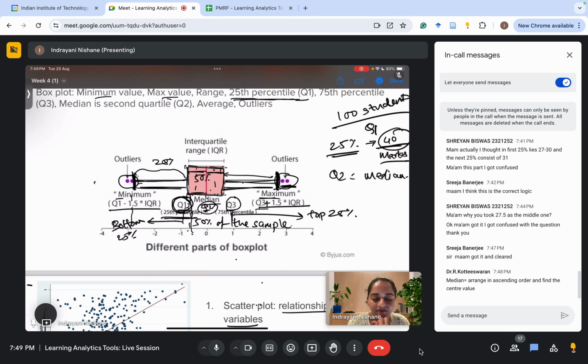So median is just a positional average. Median might not be a member of the data set. For example, 3.5 is not a member of the data set. So it is a positional average. Like ma'am said, it is the observation at the 50th position that is the median value.